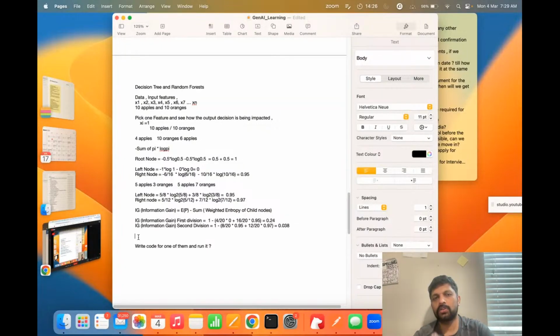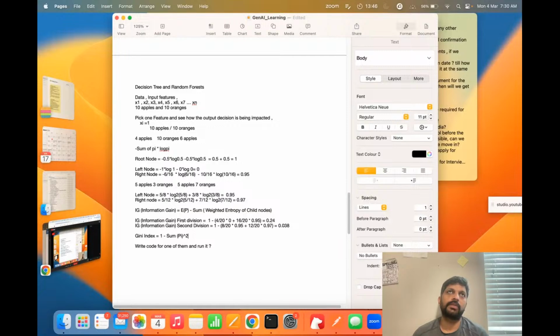is another one they use called the Gini index. The Gini index is 1 minus the sum of probability of i squared. So this is easy. For a given node, they calculate the probabilities of each value, and they square it, and then they add it.